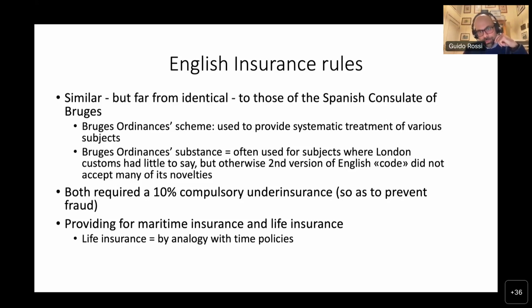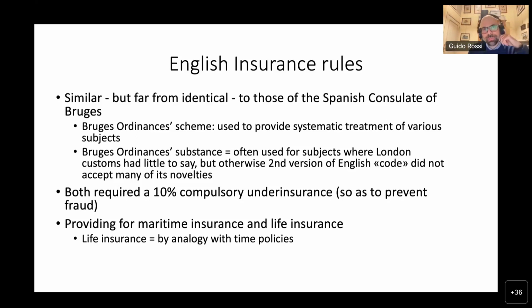There is a significant influence of the Spanish compilation, but only for the first draft of the London compilation, so the 1576 one. The second version, on the contrary, went back to London tradition most of the times. But all in all, there are strong similarities between the two sets. So both, for instance, require 10% compulsory underinsurance. The reason was to prevent fraud. The idea behind it is that if you cannot insure the full value, surely you cannot over-insure your cargo. And so you're not tempted to sink it deliberately in order to cash the insurance money.